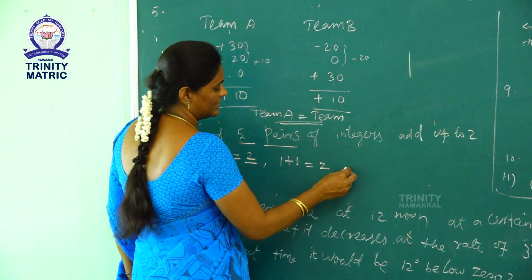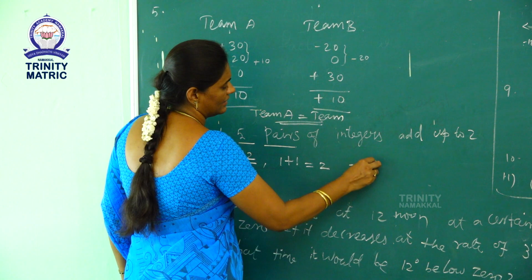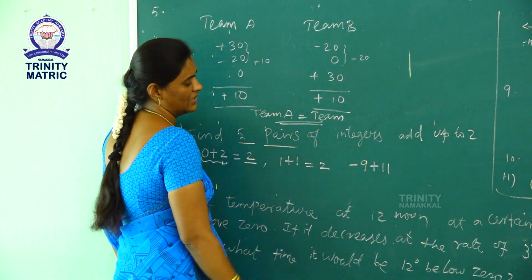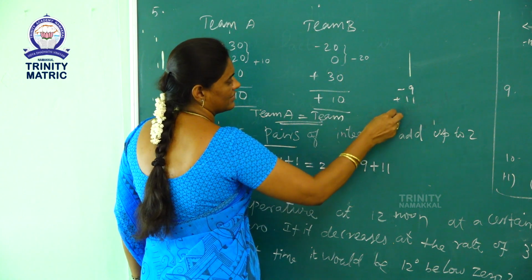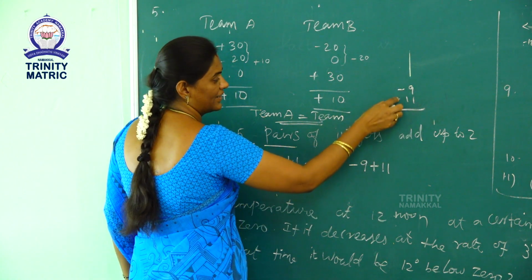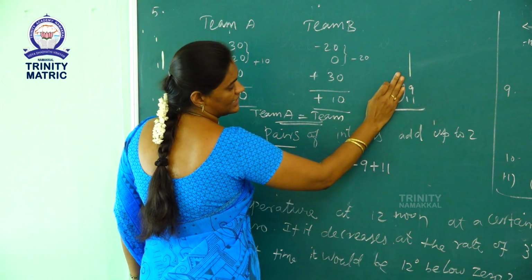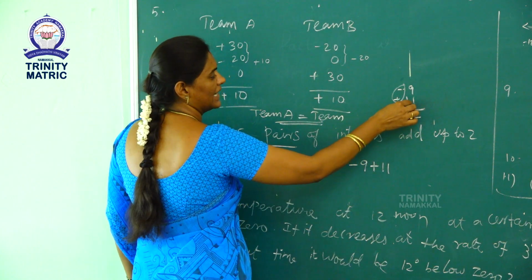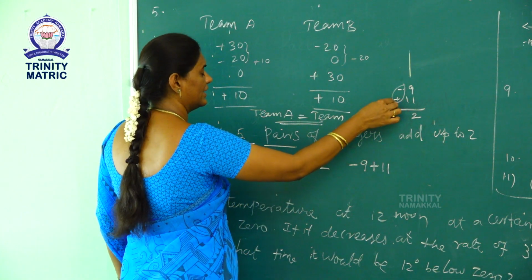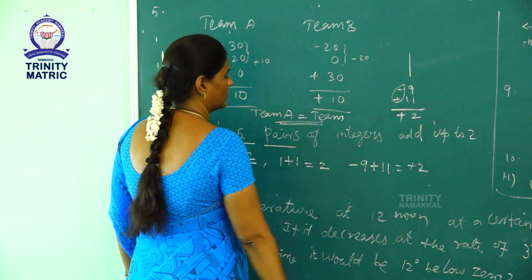Then see another pair: minus 9 plus 11. Here the signs are different, so we find the difference between these two integers. The difference of 11 and 9 is 2. Here 11 is the greater number, and in front of 11 we have plus. So the answer is plus 2.